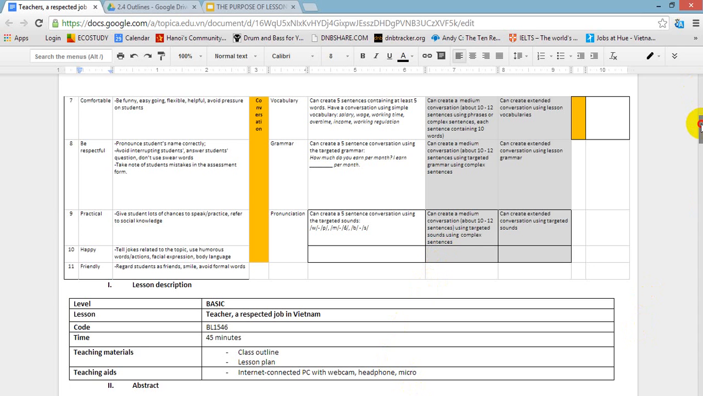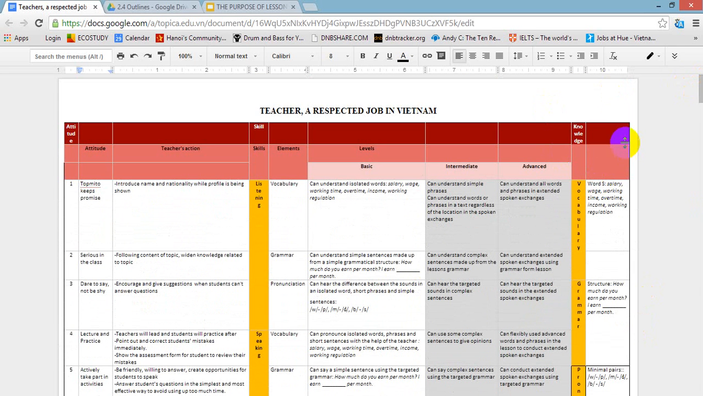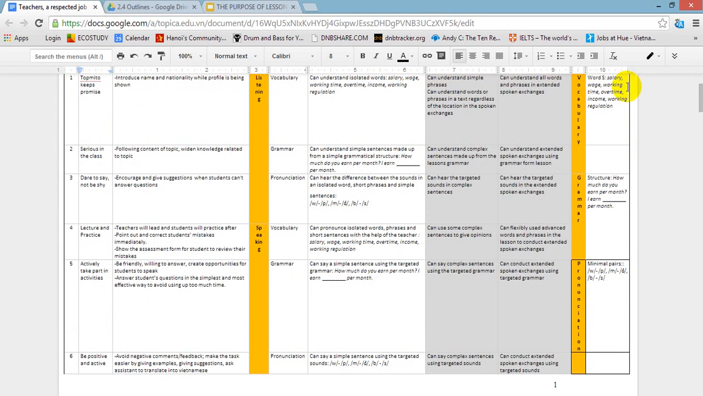Okay, and finally the last part, knowledge. The teachers need to understand the vocabulary, the grammar and the pronunciation of the lesson, and they need to be able to effectively make sure that the students can also understand this.